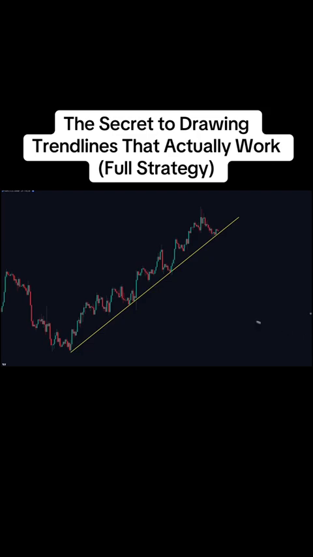I'll show you how to combine trend lines with price action to find high probability trade setups.